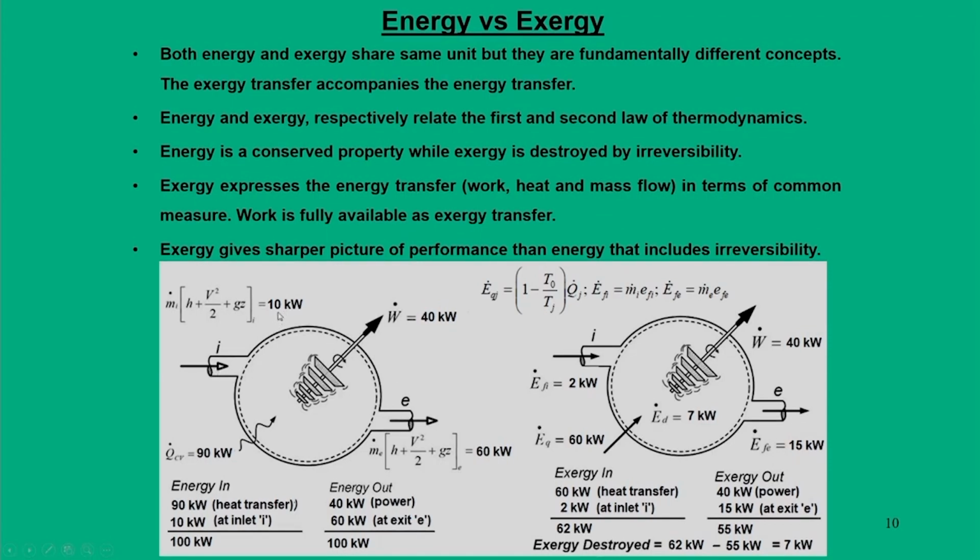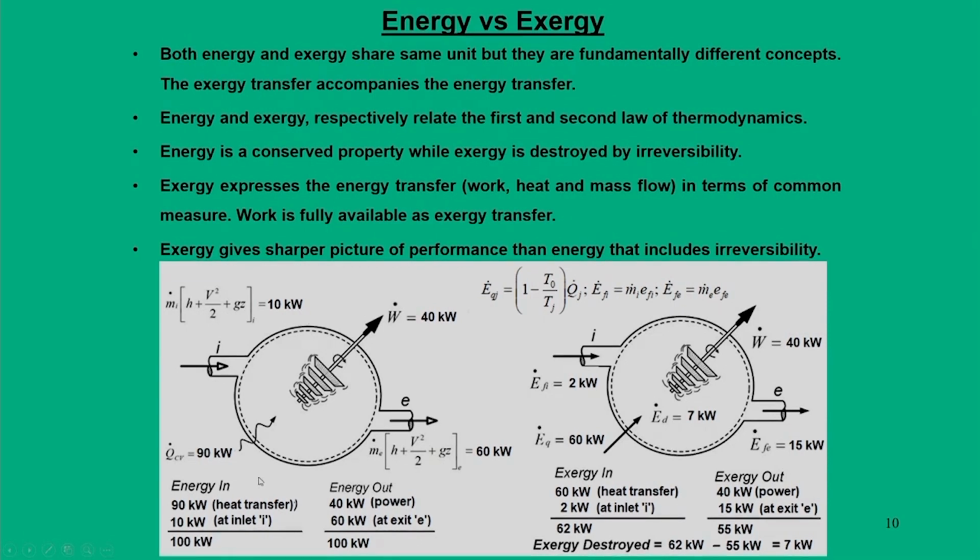It brings energy into the system as 10 kilowatt. So, if I say how much energy we are pumping into the system, then one is 90 kilowatt by heat transfer and 10 kilowatt through this mass transfer through the inlet. So, total 100 kilowatt energy is being supplied.